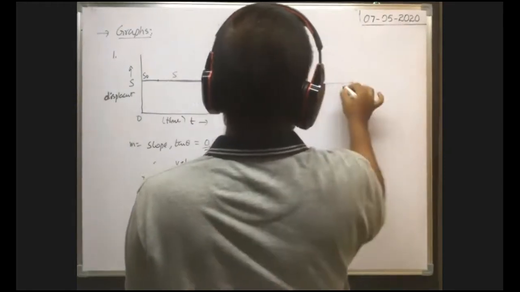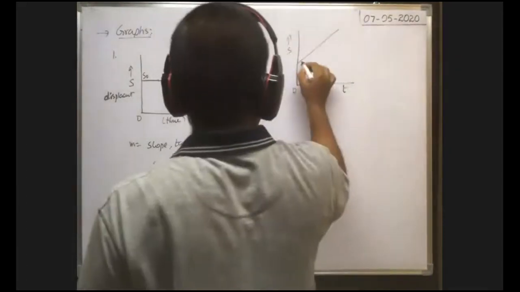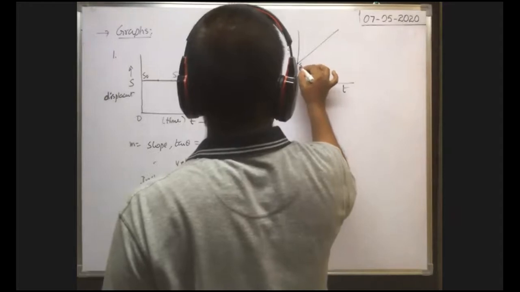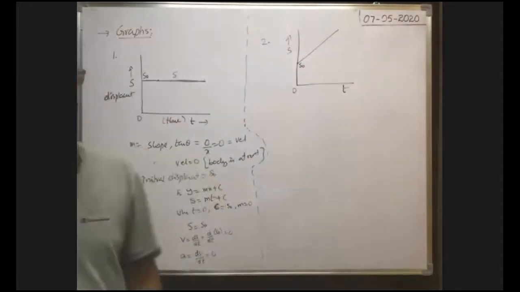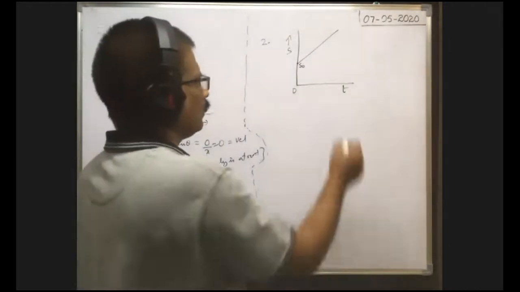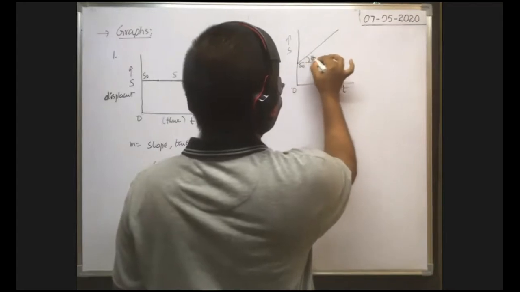The displacement time graph is like this. Here, exactly at this point, the displacement is s naught. Then here the angle made by this straight line with the x-axis is theta.